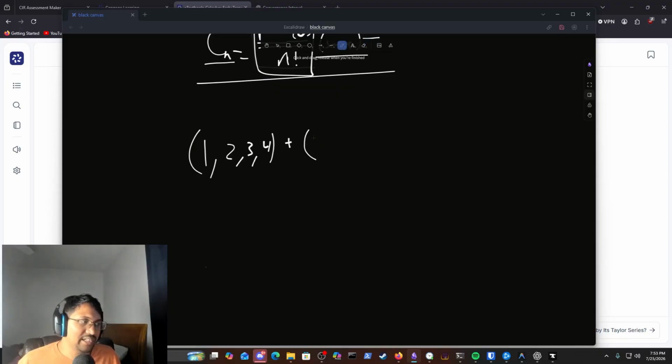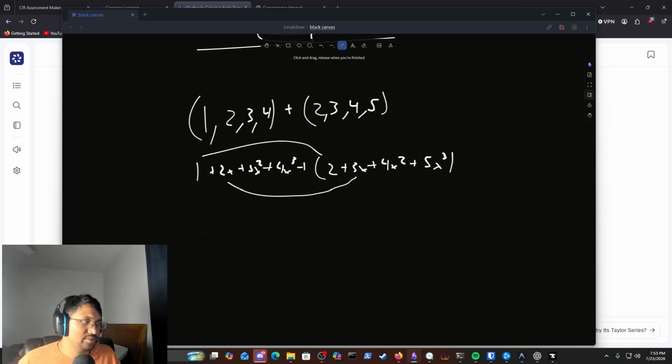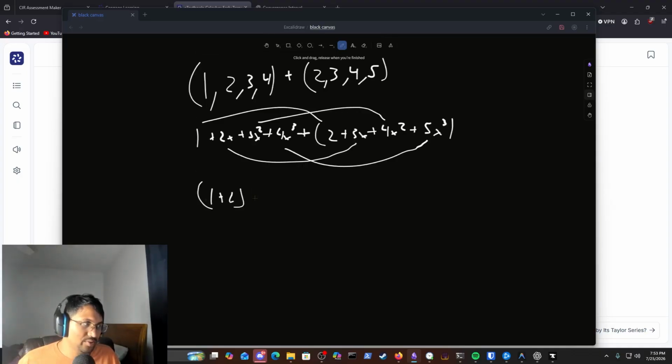So if you had, I don't know, 2, 3, 4, 5, and you add these polynomials together, let's say 2x plus 3x squared plus 4x cubed, plus 2 plus 3x plus 4x squared plus 5x cubed. When you add these together, you're taught to group like terms: this and this and this and this, right? This is what you're typically taught. I'll just group them together.